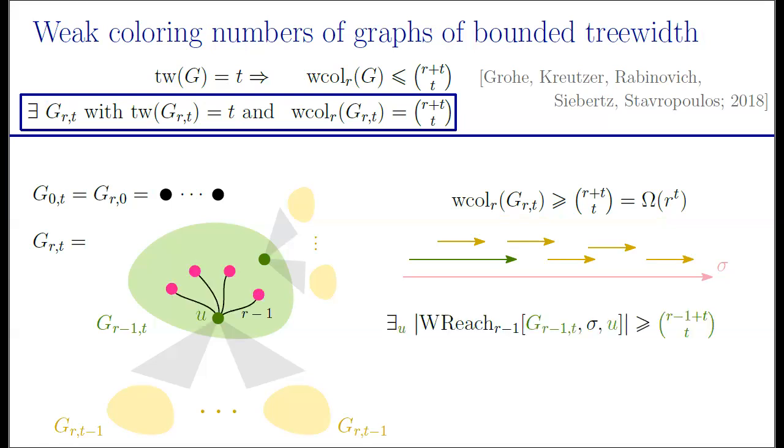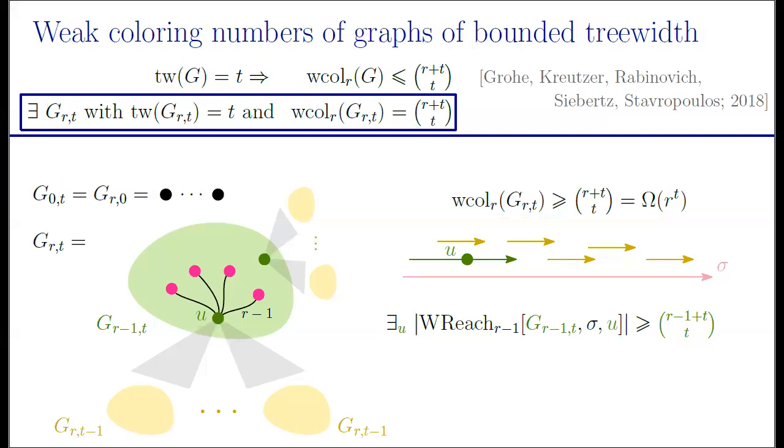So the green stuff is somewhere. By induction, there is a vertex u that reaches a lot, r minus 1 plus t choose t. Let's say it's this one, it's u. u is somewhere in this ordering. Maybe I drew arrows, maybe it was not the most fortunate. They don't have to be in connected parts of the ordering. They're spread out somewhere, maybe. But u is somewhere.